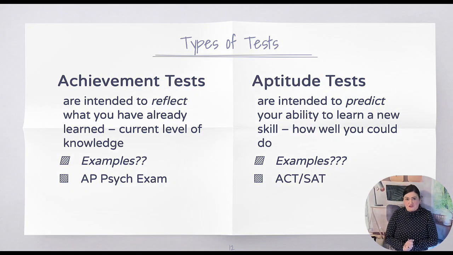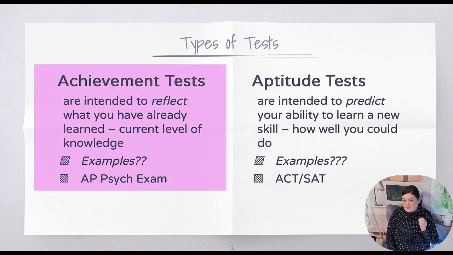Let's talk about aptitude. Aptitude and achievement tests. Achievement tests are intended to reflect upon or measure what you have already learned, meaning they're assessing your current level of knowledge in a given content area. An example for this would be the AP Psychology exam or the APUSH exam in May, okay? That is assessing or reflecting on all of your knowledge that you've learned this year.